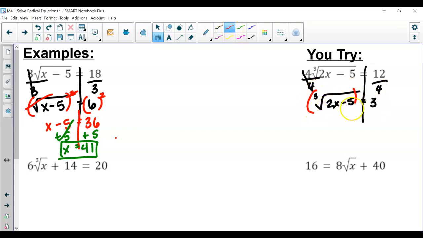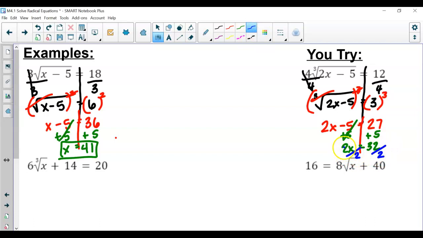So now I'm going to raise both sides to the third power here. Now I've got my cubed root. 2x minus 5 is equal to 3 to the third power, which is 27. Now notice you're solving a two-step. So you need to first add 5 to both sides, and 2x is equal to 32. So now last here, divide both sides by 2, and you get x is equal to 16.